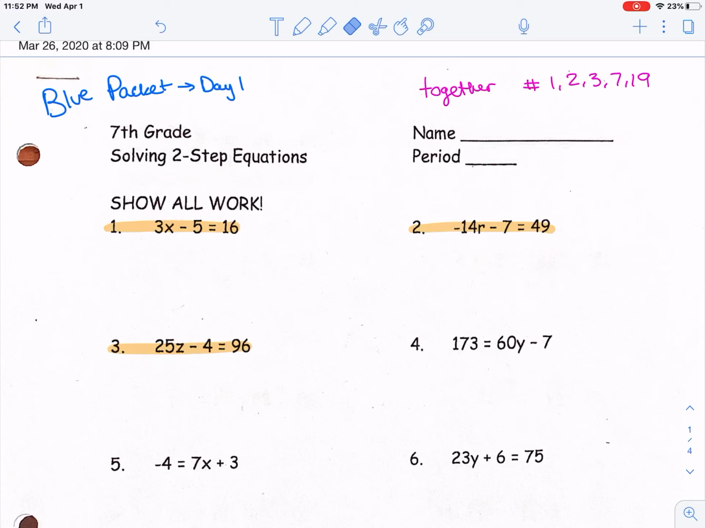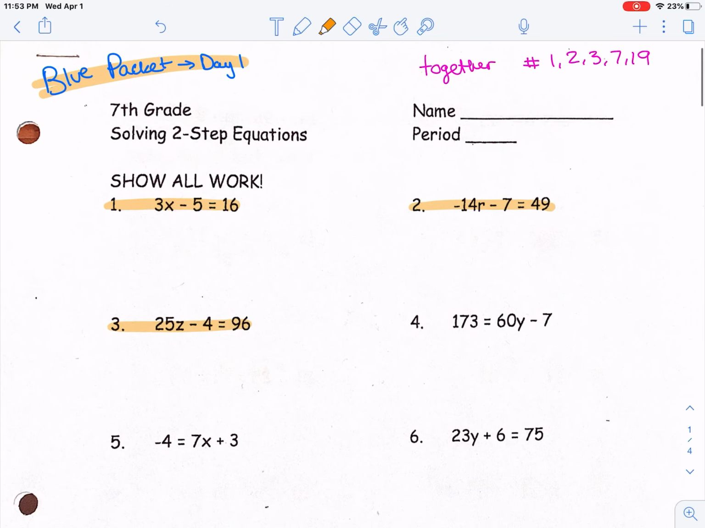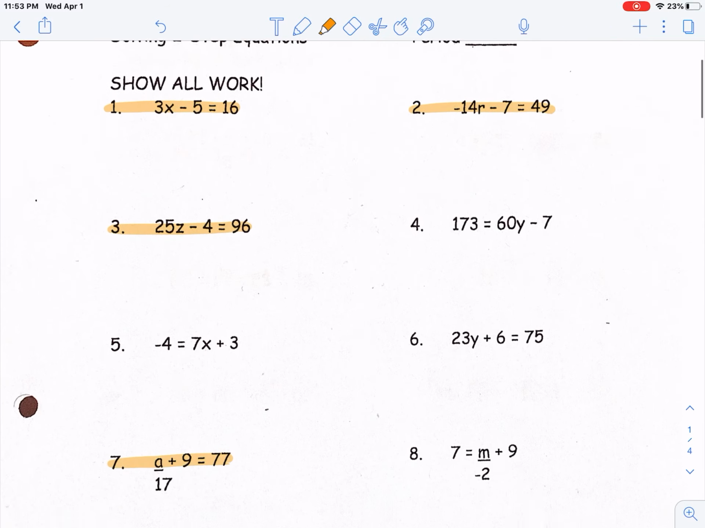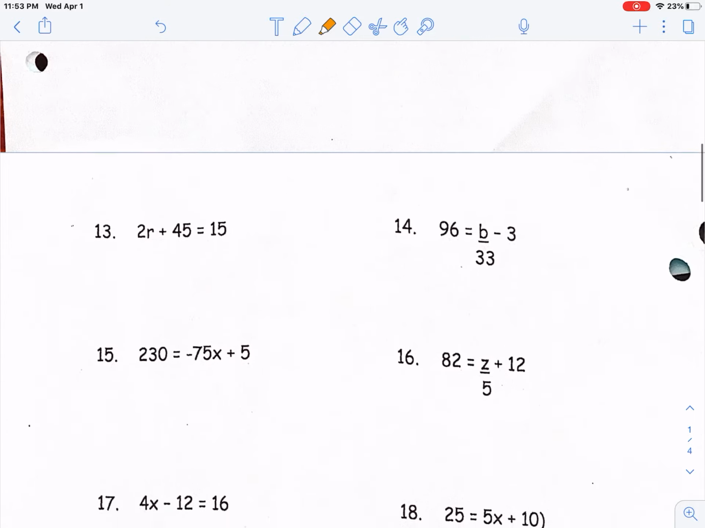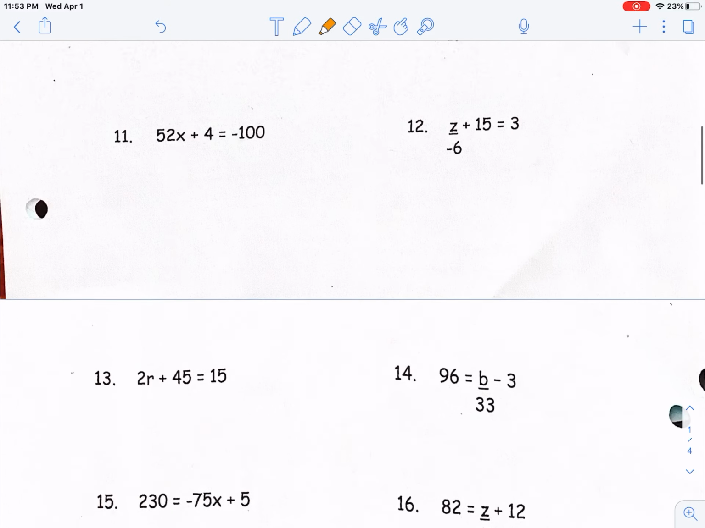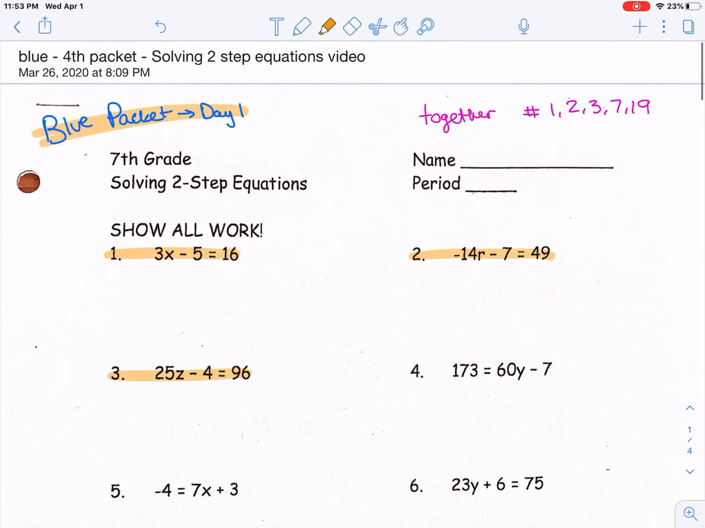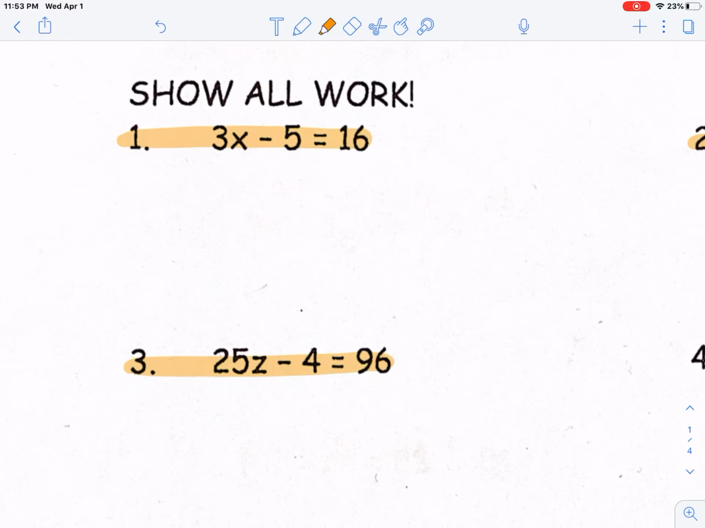Okay, everyone, we are back at it with our last packet for our solving equations, and we are on the blue packet. So this is just the video for day 1, and again, it's in your directions, but day 1, you're just doing numbers 1 through 20 here, that whole first page, both the front and back. So we're going to go ahead and do numbers 1, 2, 3, 7, and 19 together, just so you guys have a little bit of extra practice and see someone work out these problems.